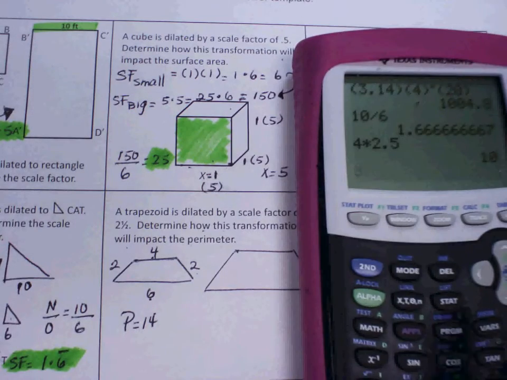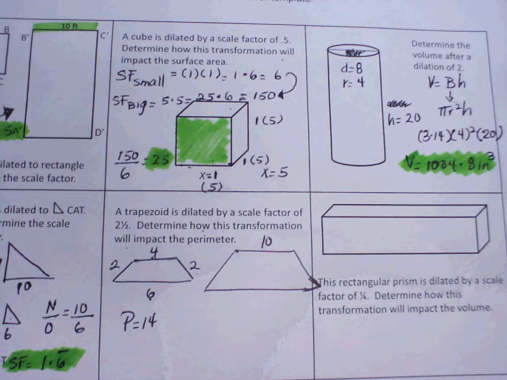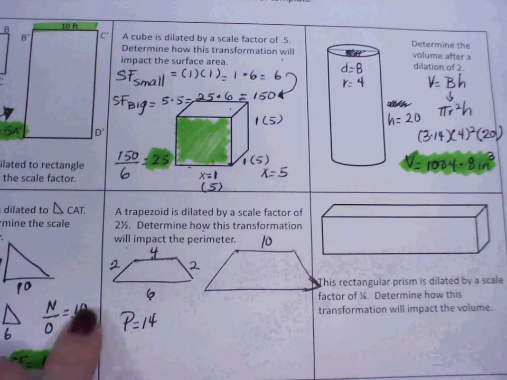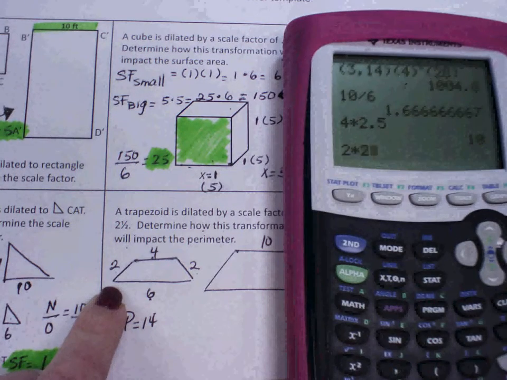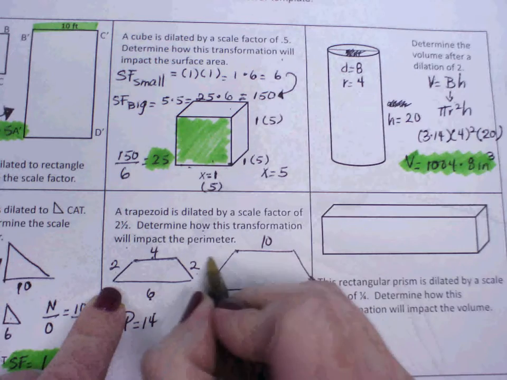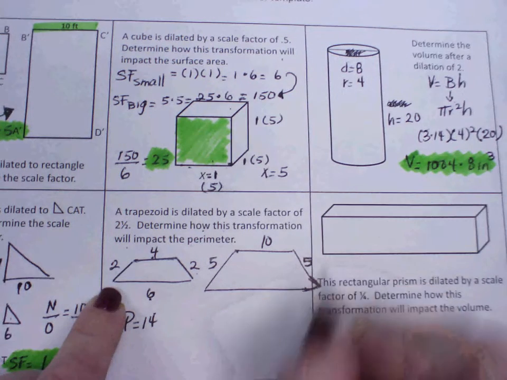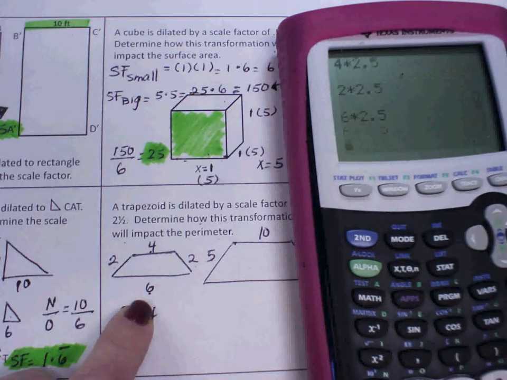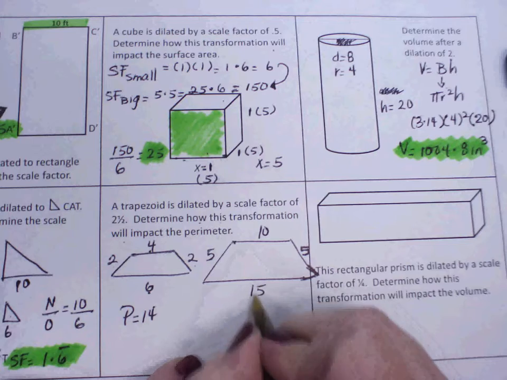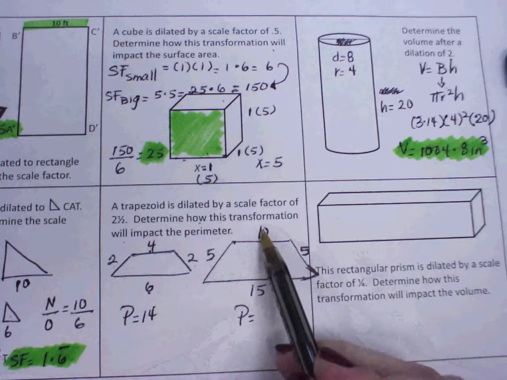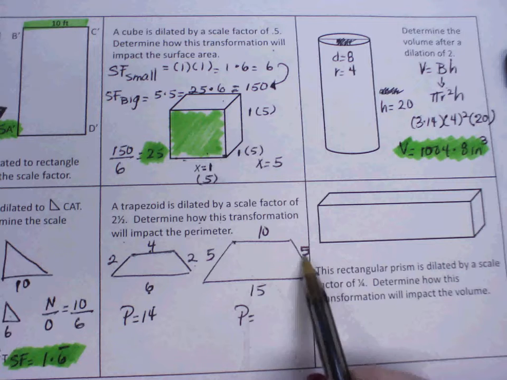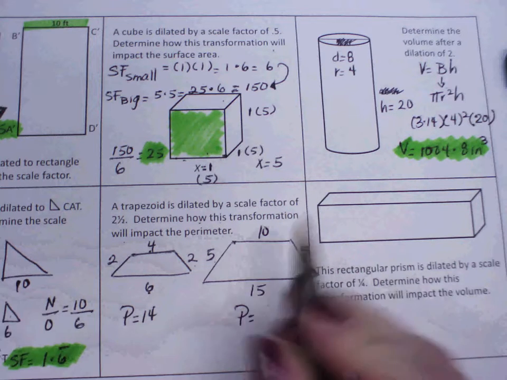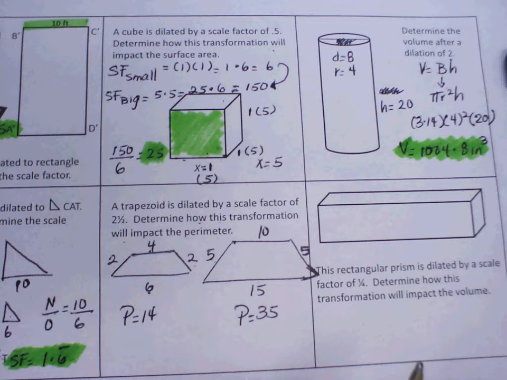Very good. So let's start with 4. 4 times 2.5. How much is that? 10. Very good. 10. All right, what about 2? 2 times 2.5. Very good. That will be 5. So this is 5. And that one is 5 as well. And then what is 6 times 2.5? 15. Very good. So now let's add them all up. 10, 25, 35.